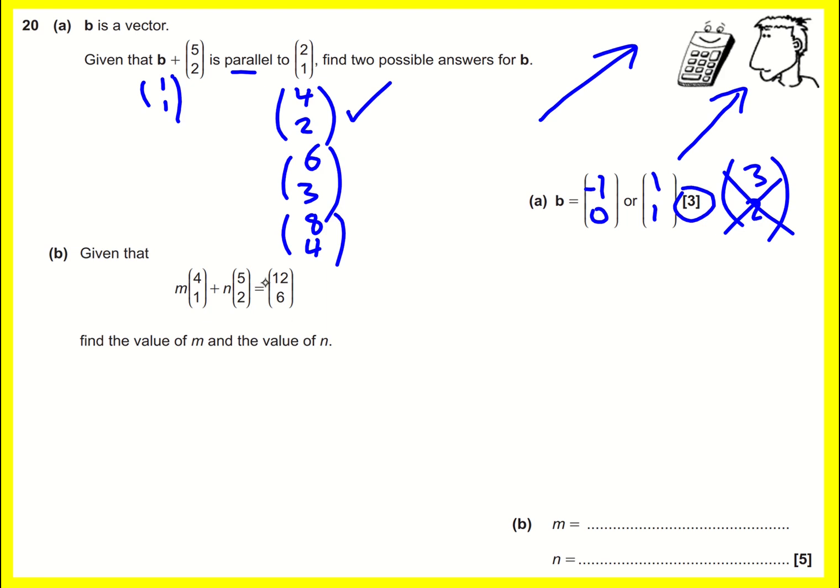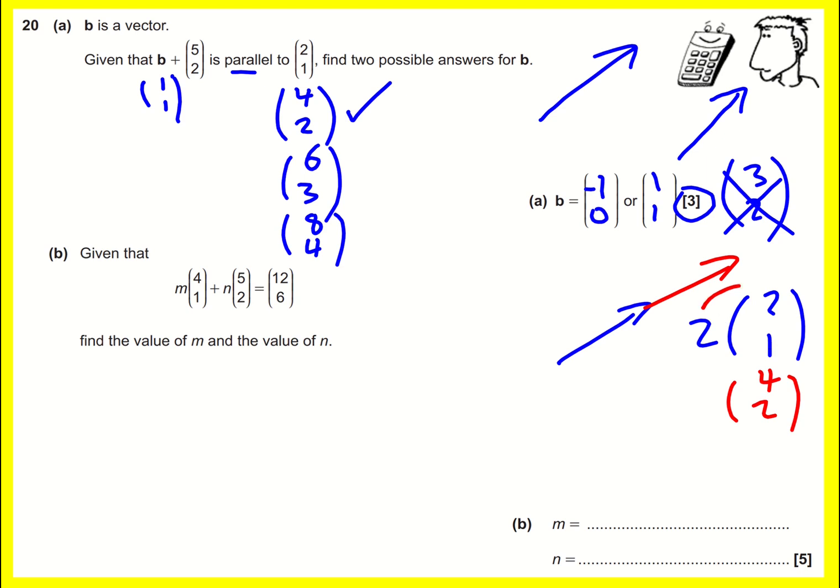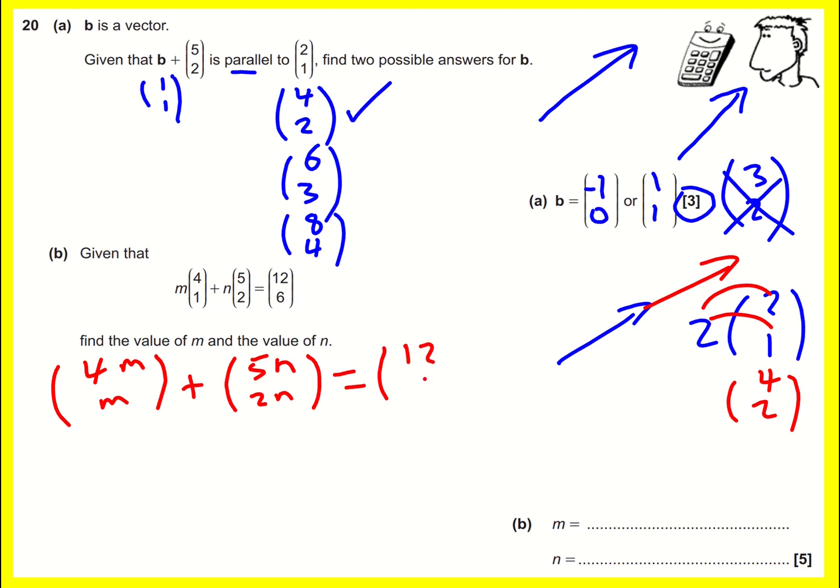Find the value of m and the value of n in this situation. Well, when you multiply a vector, let's say it's 2, 1, if you multiply it through by 2, you are doubling the length of that vector. And what it becomes is 4, 2. We basically multiply this by this and this by this. So here we get a similar sort of thing going on. We get 4m plus 5n, m plus 2n equals 12, 6.